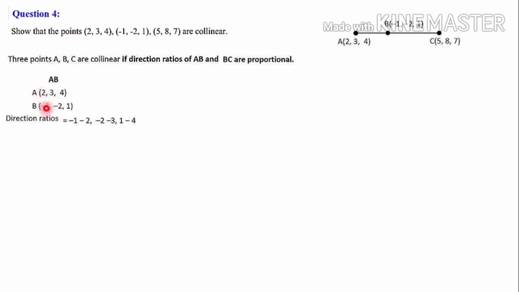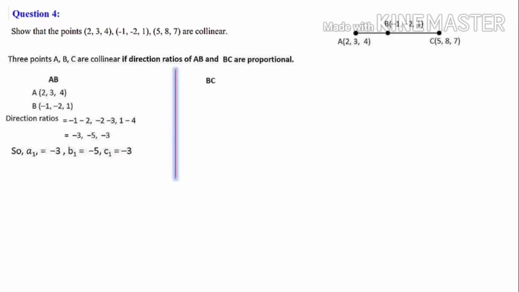Just take the difference of their coordinates, that is x2 minus x1, y2 minus y1, z2 minus z1. That is equal to -1 minus 2 is -3, 2 minus 3 is -1... as computed, -1 -2 is -3, -2 -3 is -5, 1 -4 is -3. Therefore let's take the direction ratios of the first line, AB, as A1, B1, C1. So A1 is -3, B1 is -5 and C1 is -3.